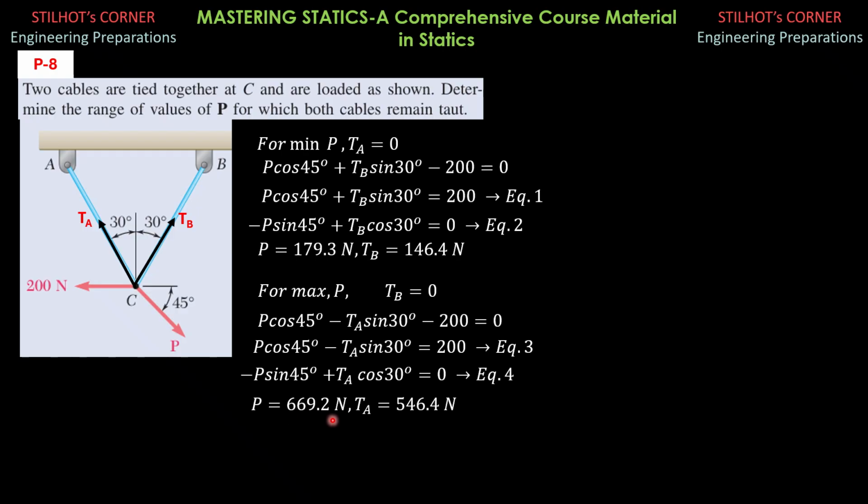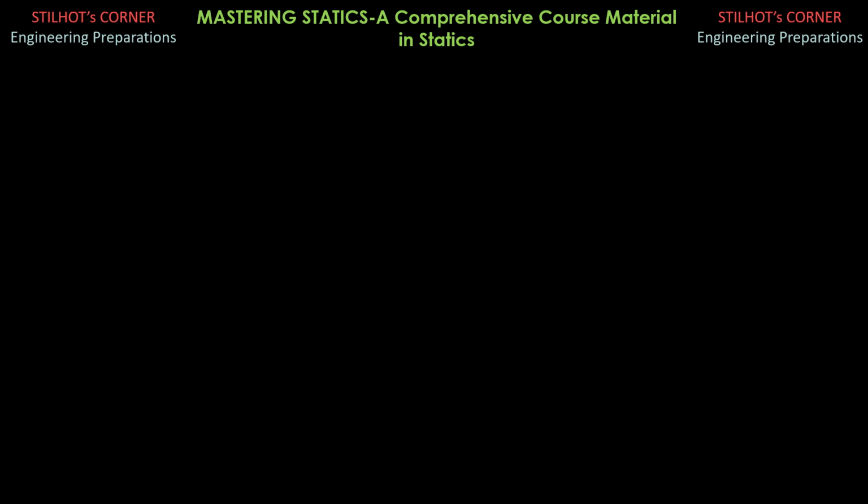Then we can now set our final answer, 179.3 newtons less than or equal to P, and P is less than or equal to 669.2 newtons. So that's it for this problem.